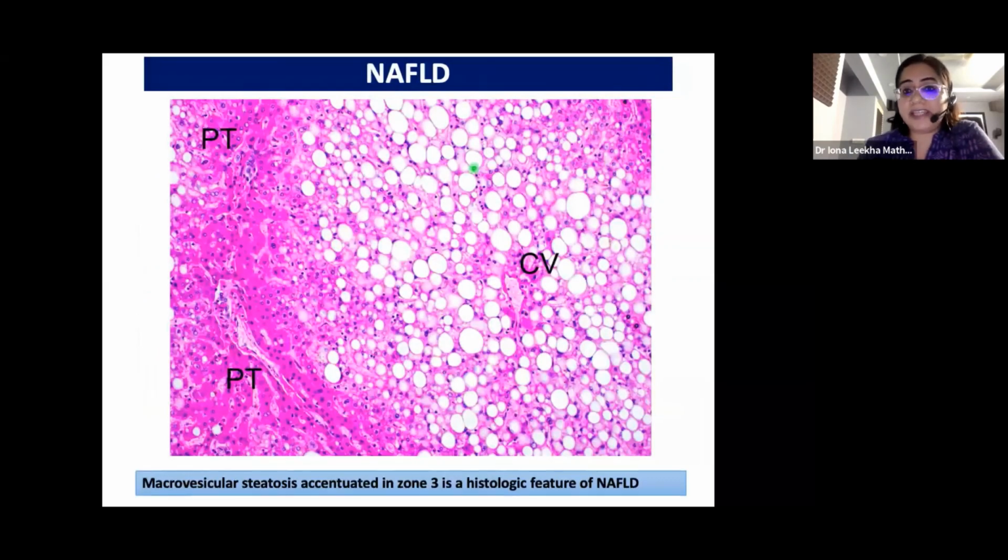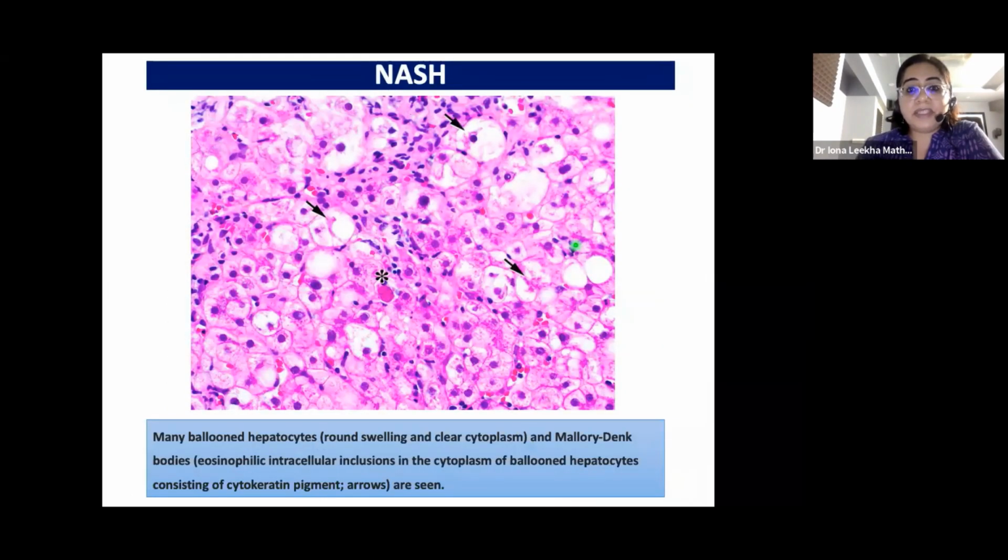This is just to show you the fatty change. You can see the fatty change which is replacing the hepatocytes; this is macrovesicular steatosis. Again, the lipid droplets, fat droplets in the hepatocytes, push the nuclei towards the periphery. This is a case where you're seeing many ballooned hepatocytes, and in some areas you can see these eosinophilic inclusions, the arrows. These are the Mallory bodies. And this is a cell which has undergone apoptosis with dense eosinophilic cytoplasm.